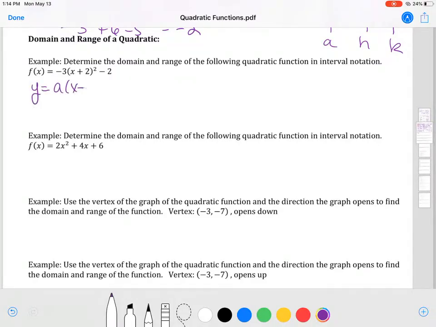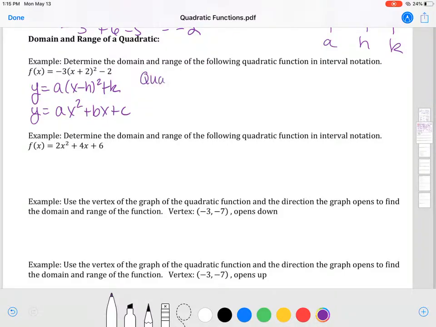If you look at the equation of either standard form or if you look at it in general form, I don't have any of those issues here. I can plug in anything I want for x. I don't have even roots to worry about negative numbers, and I don't have x's in the denominator where I'm worried about getting a 0 in the denominator. So with the domain of quadratics, it's always going to be all real numbers. I have no restrictions on what I can plug in.